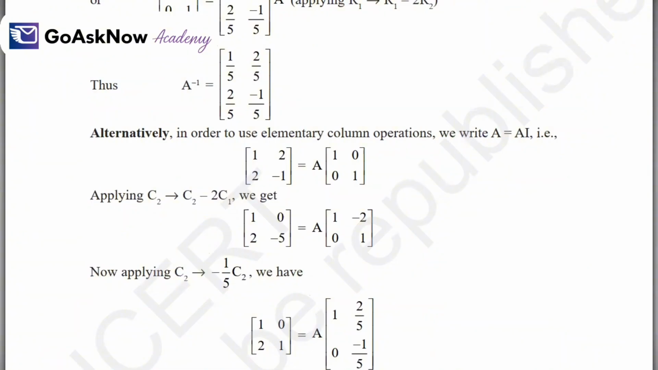So you have to do what? Your column 2 is changing into C2 minus 2C1. Like this column will change into what? 2 minus 2 times 1, then 1 minus 2 times 2. So you will get what here? Here you will get 0, and here you will get this second 1 and minus.